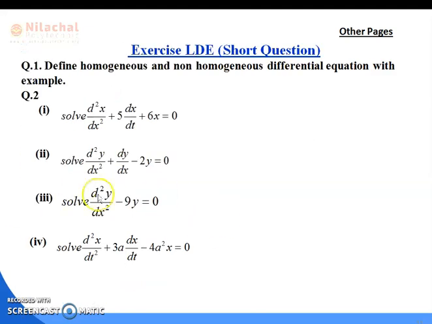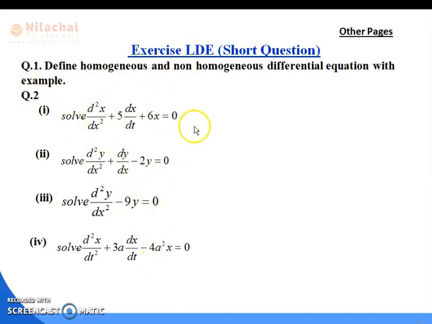Okay, next some exercise for you, all of you, so you can practice all the questions. Question number 1, define homogeneous and non-homogeneous differential equation with example. You know homogeneous means right hand side X equals 0, non-homogeneous means right hand side X is not equal to 0. And example also you can write, these are different examples. For non-homogeneous you can put any function here in place of 0. So write this question.